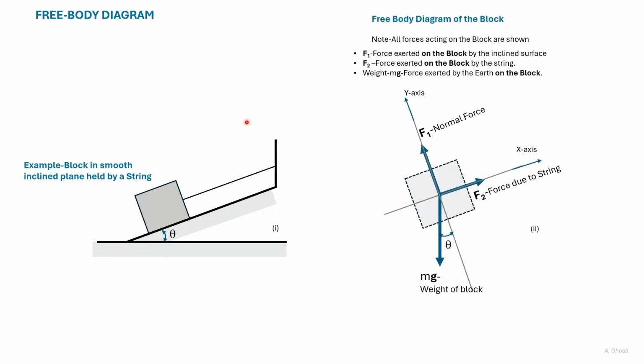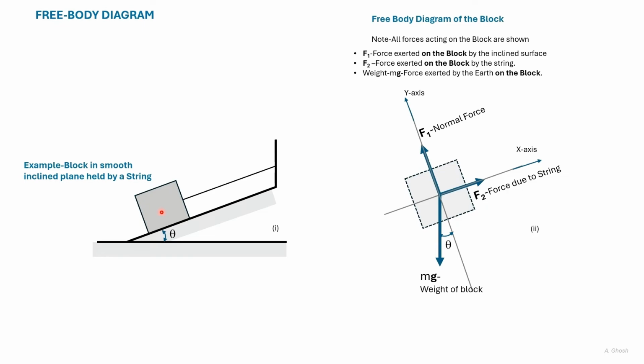So here we consider the case of a block on a smooth inclined plane held by a string. The plane is considered smooth because in that way there are no forces along the plane. So the block is acted upon by gravity, so there's a force pulling it downwards, and it is acted upon by the string, so the string is pulling it, and also there's a normal force due to the inclined plane.